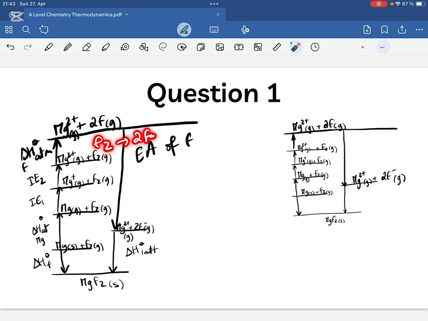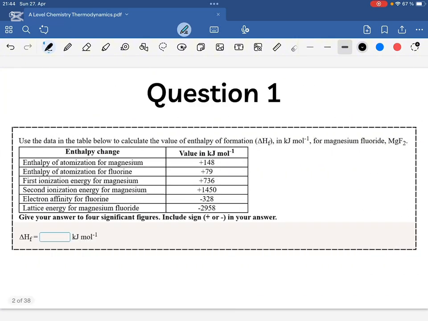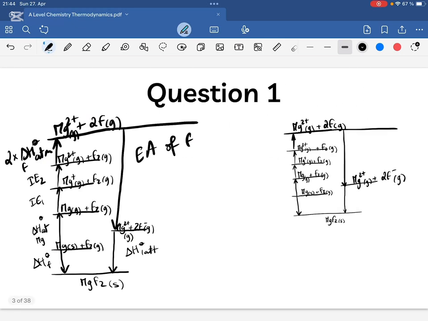So we need to multiply this by 2. The delta H atomization over here needs to be multiplied by 2 for fluorine only. So for fluorine, we need to multiply it by 2. Now, the electron affinity. Over here, we have the electron affinity for fluorine, which is F plus electron to form F minus. However, over here, we're forming 2 moles of F minus. So in this case, I also need to multiply it by 2.